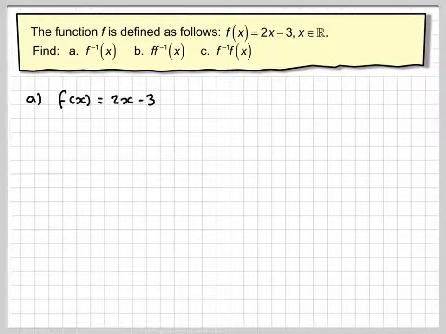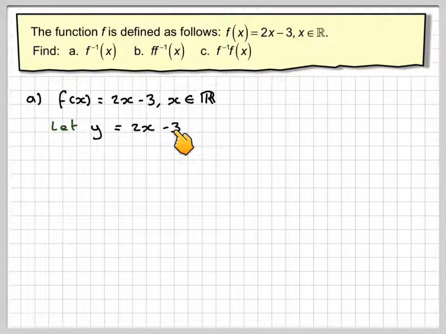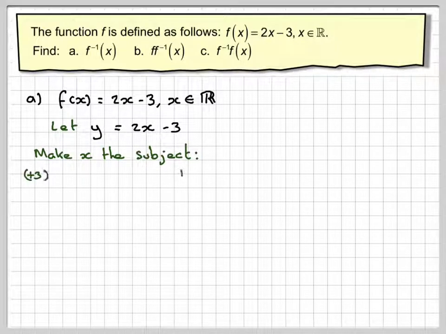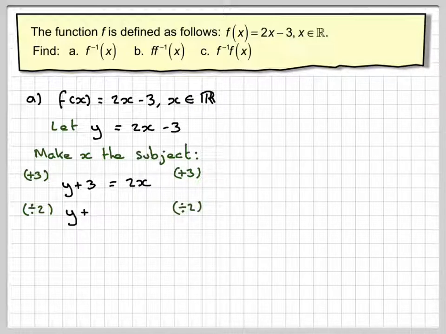Okay, so to find the inverse function, this is a one-to-one function, so therefore we can find the inverse. What we do is we let y be equal to 2x minus 3, and then we rearrange this to make x the subject. The obvious thing to do is to add 3 to both sides. On this side we get y plus 3, and on this side we just get 2x, because minus 3 plus 3 gives you nothing. And then, because we've got 2 multiplied by x, we have to divide both sides by 2.